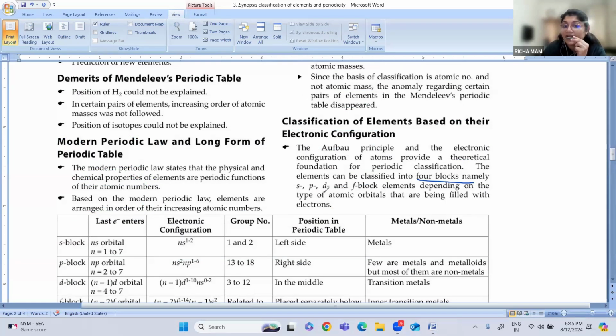S, P, D, and F. Okay. S, P, D, and F elements. So they depend on what? They depend on the type of atomic orbitals in which the electrons are filled.